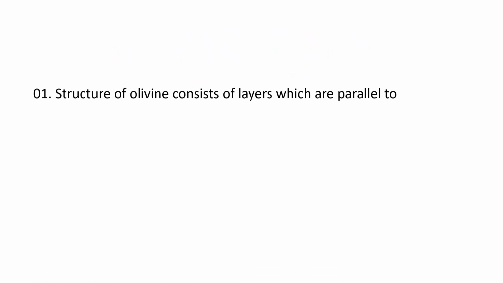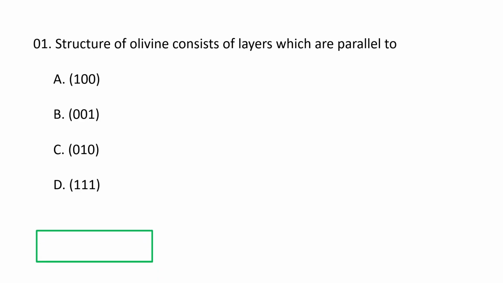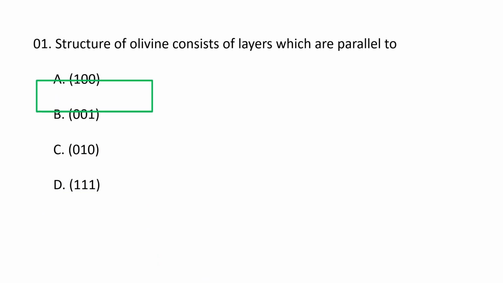First question: the structure of olivine consists of layers which are parallel to A. 100, B. 001, C. 010, and D. 111. The structure of olivine consists of layers which are parallel to 100. A is the correct option.